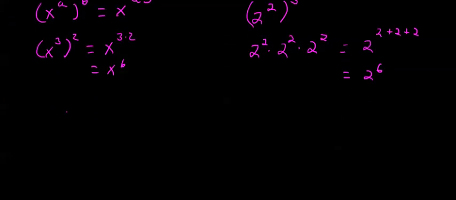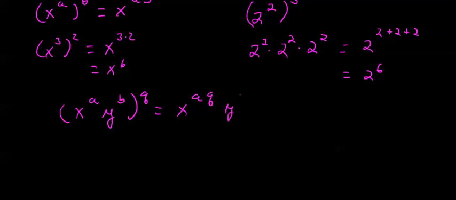Also with this rule, if we have x to the a times y to the b power raised to the q power, it's x to the aq times y to the bq. Each one of these is raised to the q power, and we multiply the exponents. q times a, q times b.